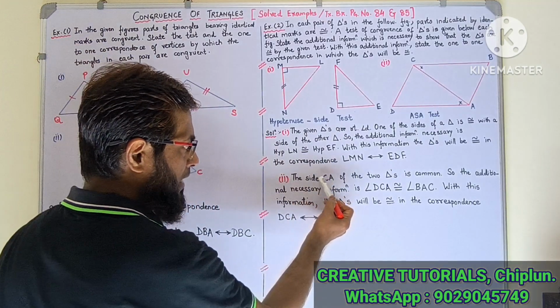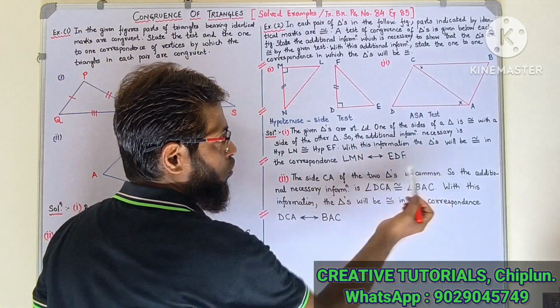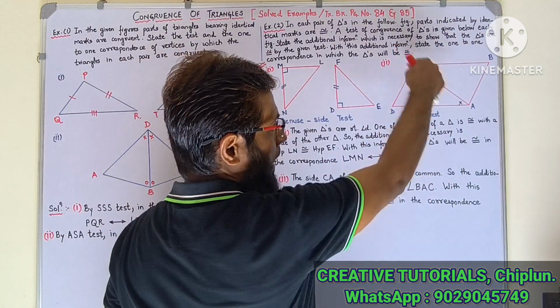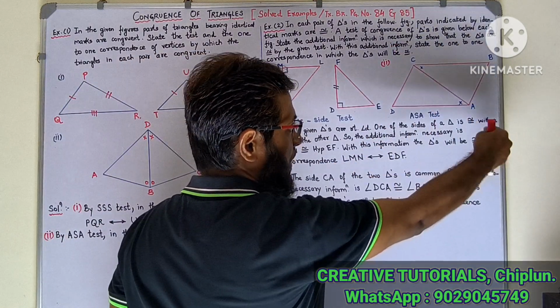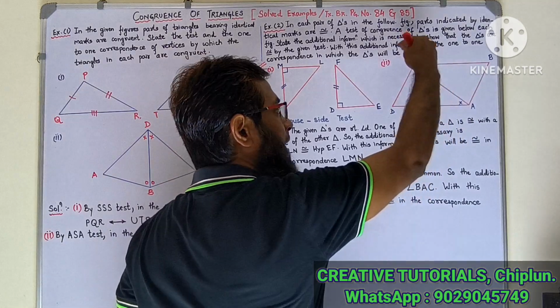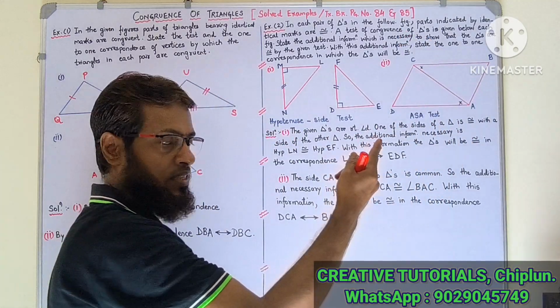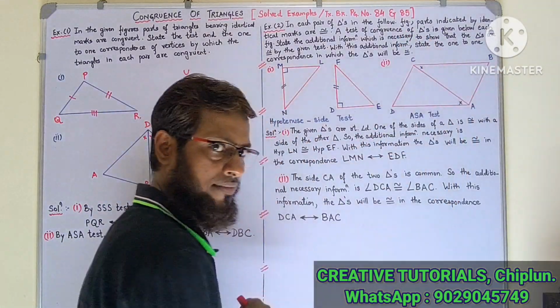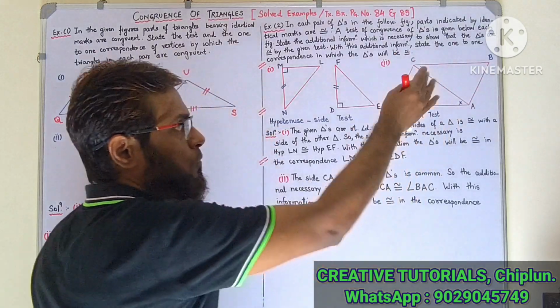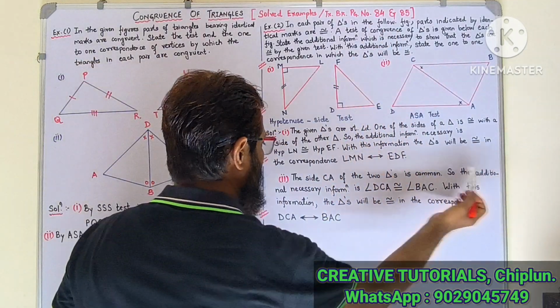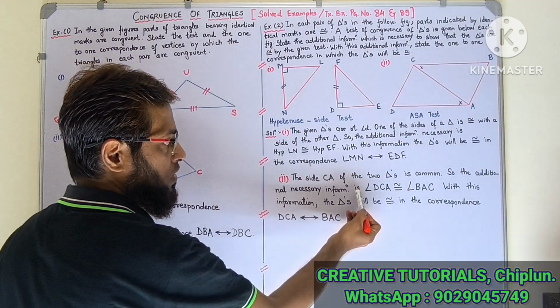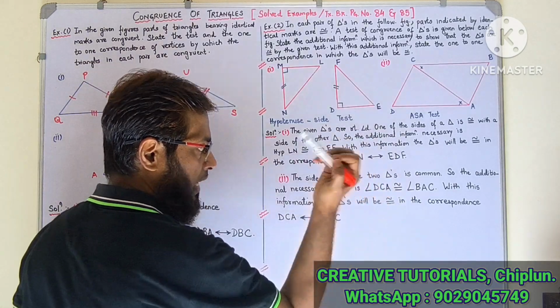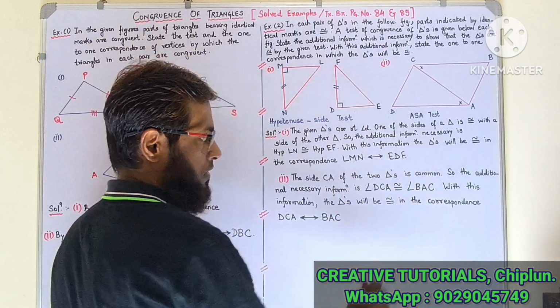Now the side CA of the two triangles is common. You can see side CA is one of the sides of this triangle, and side CA is also one of the sides of this triangle. That means this side CA is common to both the triangles. So the additional necessary information is angle DCA congruent to angle BAC.